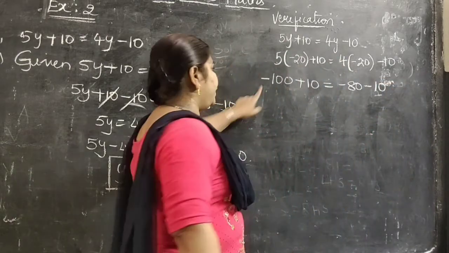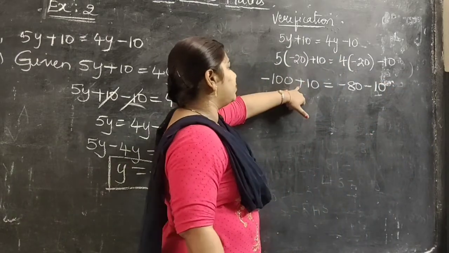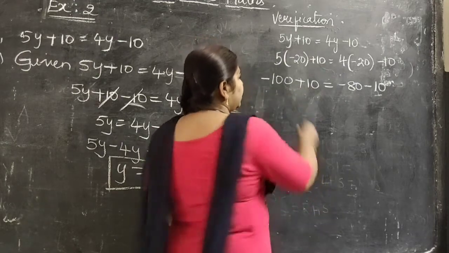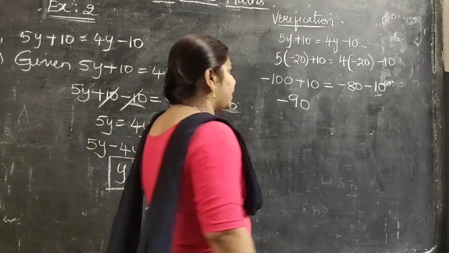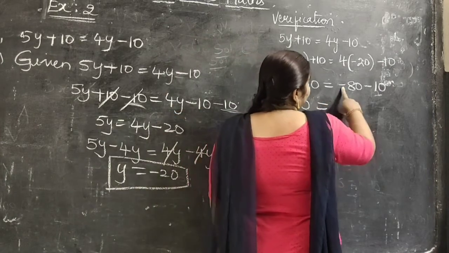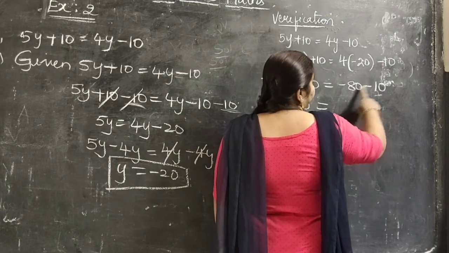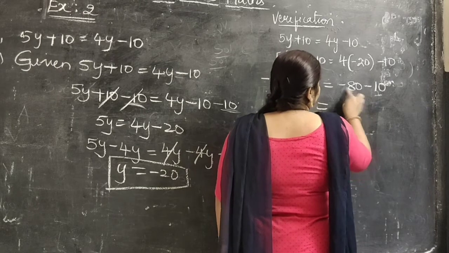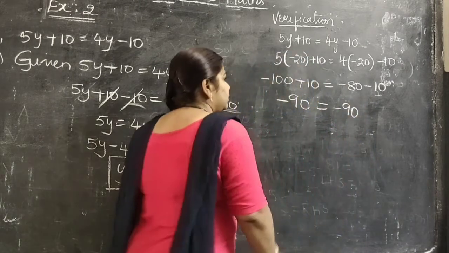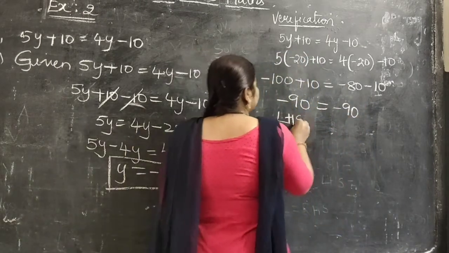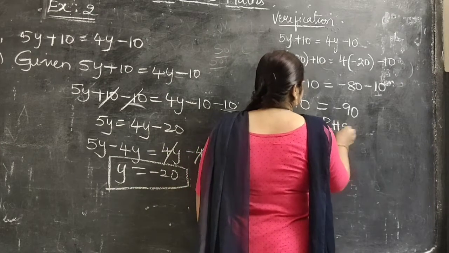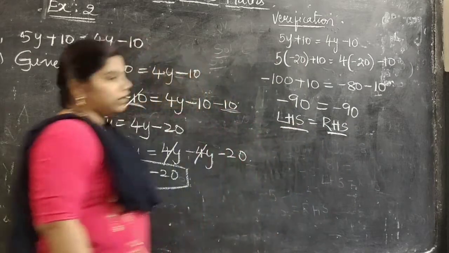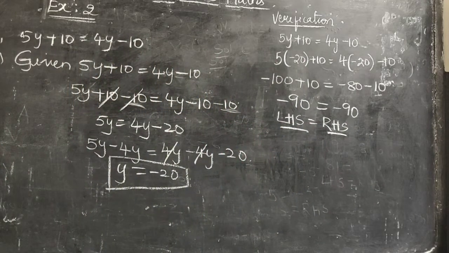So minus 100 plus 10: minus into plus is minus. So 100 minus 10 is 90. Bigger number sign is minus. So we got minus 90 this side, and here, minus into minus is plus. 80 plus 10 is 90. Bigger number sign is minus. So LHS part is equal to RHS part. So what we got, the y value is correct. So this is our first bit. Next bit.